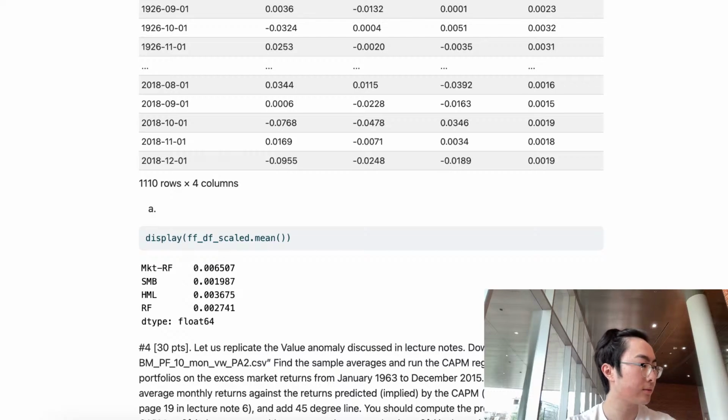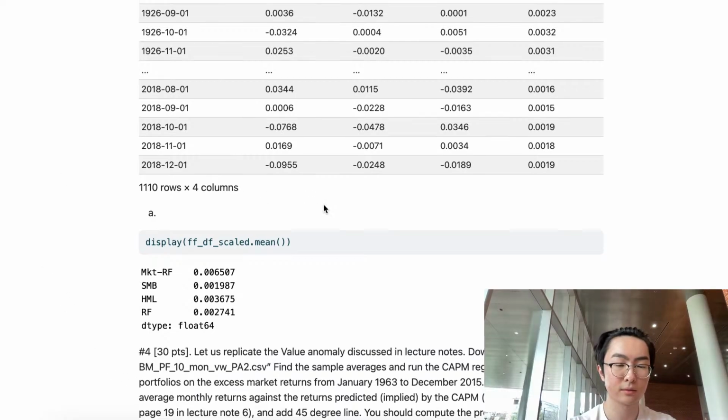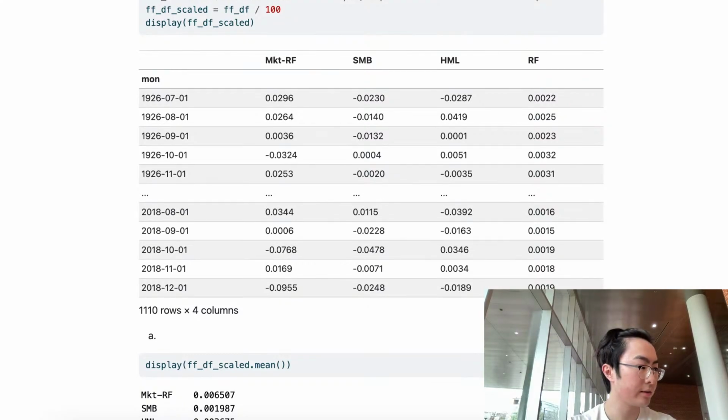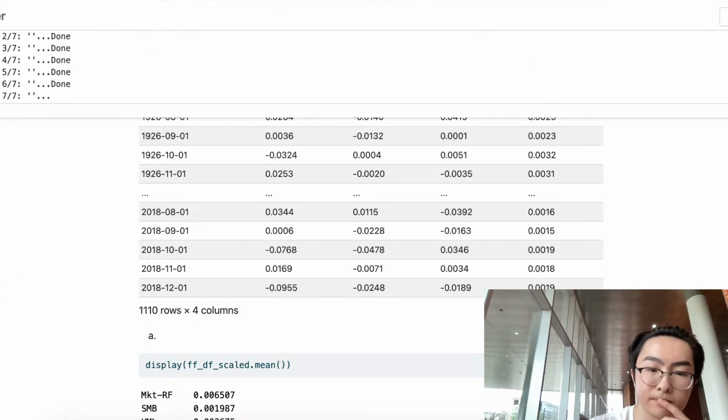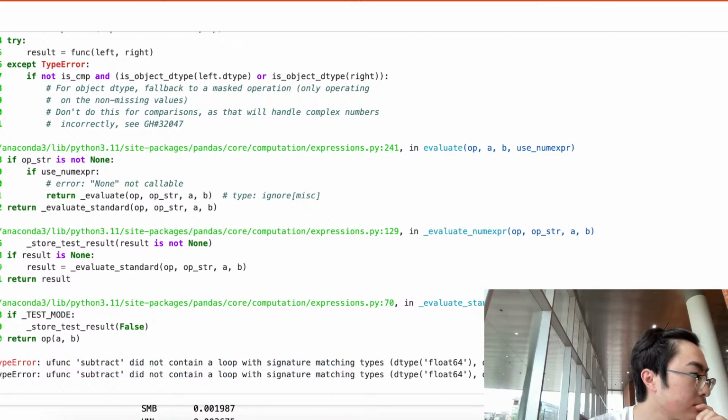We have the HML minus MKT-RF. I'll try to place in the one that's maybe easier.